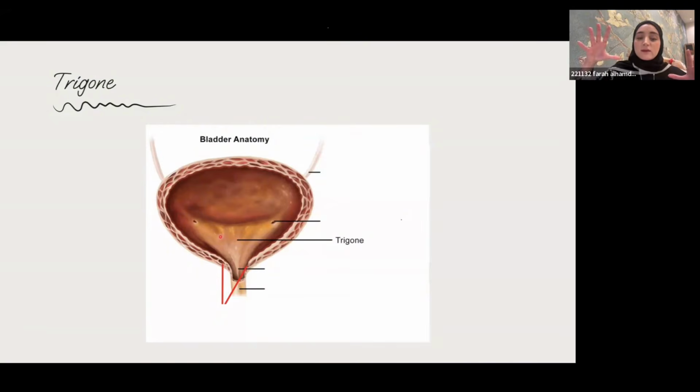So what happens? It senses that there's a lot of stretching happening. What does it do? It sends a signal to the brain, telling the brain, hey, I'm stretching. There's a lot of urine, time to go to the bathroom. This is the trigone. Because there are no rugae, it senses the high pressure, whereas the rest of the bladder has rugae.